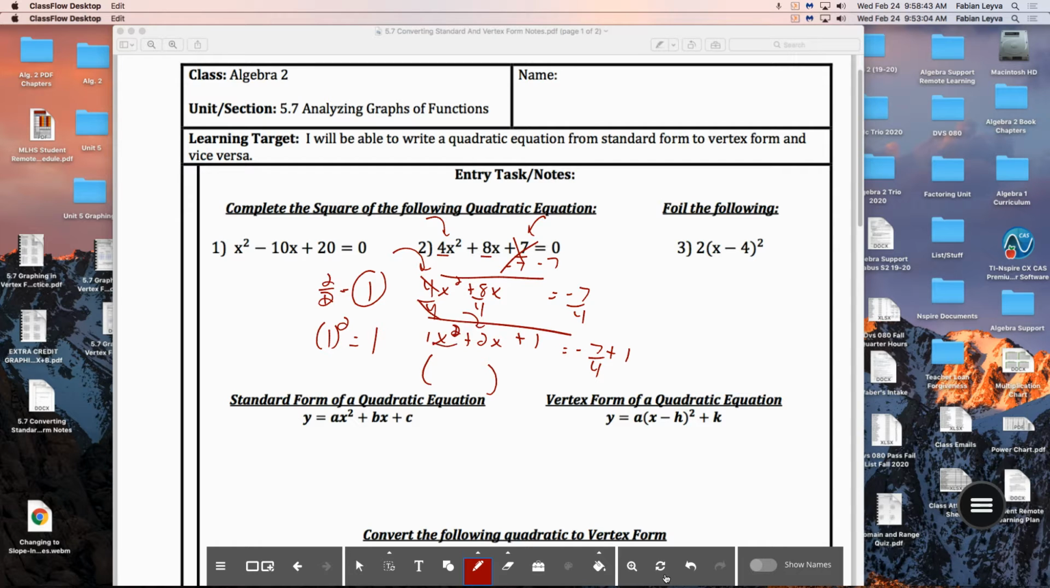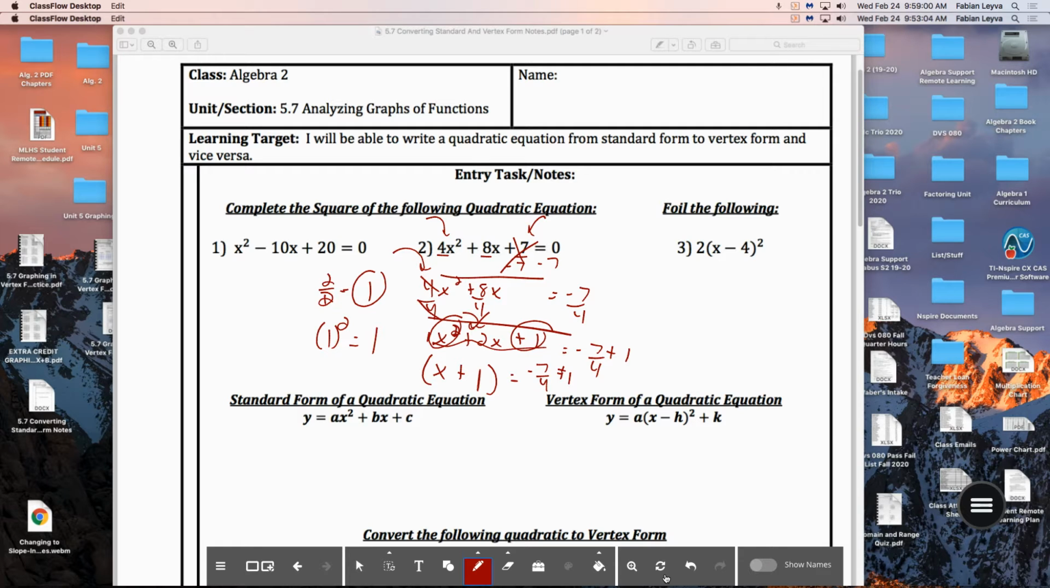Now you have a perfect square trinomial here. 1 multiplies itself to x squared. X times 1 multiplies itself to 1. That'd be a 1. Don't forget that the middle signs are always going to match. Now, on the right side, we have negative 7 fourths plus 1.